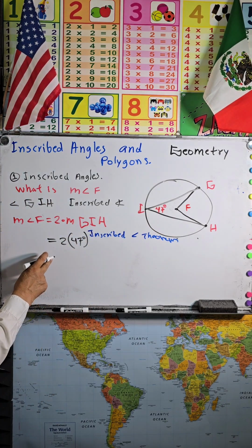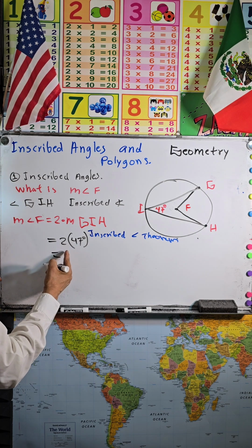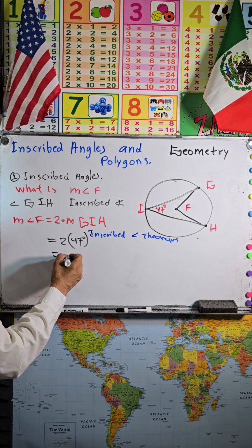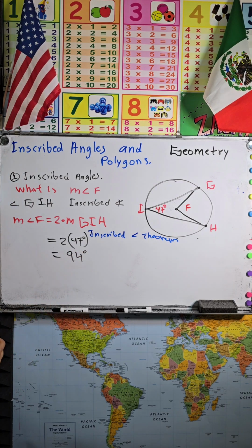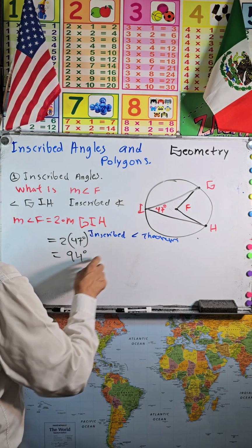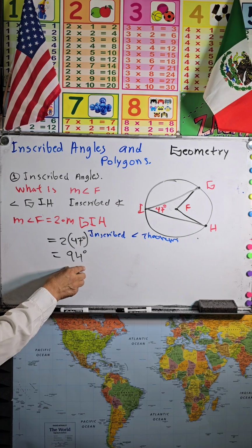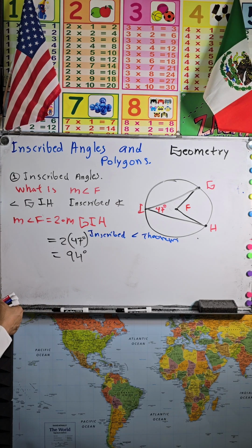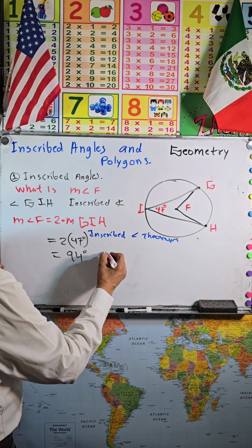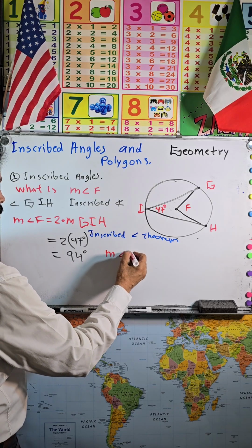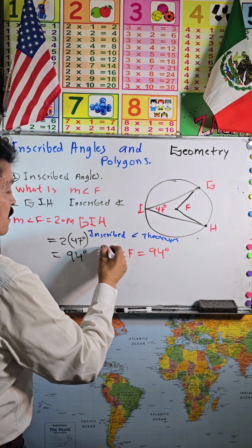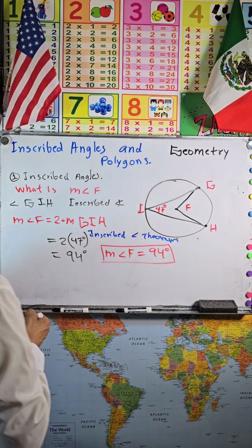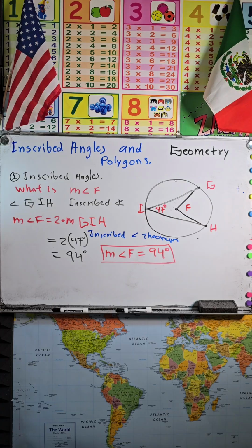All right. Now, just make the operation. You multiply 2 times 47, you will have 94 degrees. Here we multiply. This is the answer here. And then the measure of angle F equals 94 degrees. This is the answer to our problem.